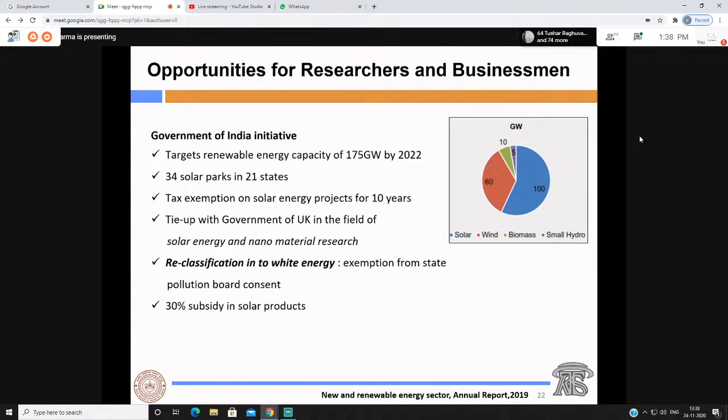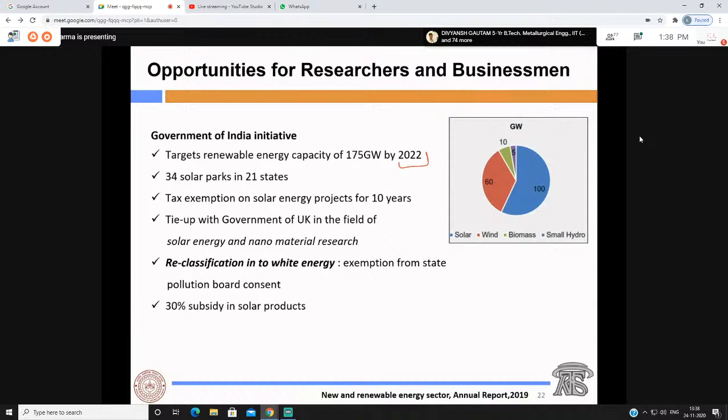This target was decided in 2014 and will end in 2022. While it is in progress, a lot of renewable industries are coming into the picture. For example, Adani Green is taking care of renewable energy production, and Tata Power is also coming into the picture. So commercialization is occurring in this direction.